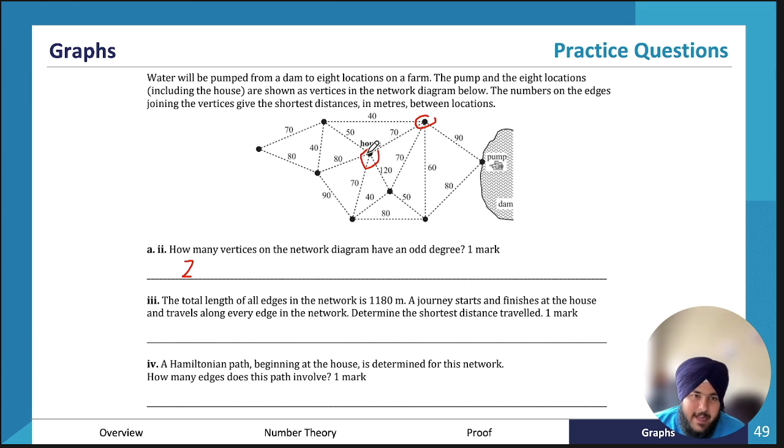So in this case, if we are trying to visit every single edge, let's say we start at the house, we will end at this one, and we would have traveled 1,180 meters. But we also need to come back to the house. So we'll need to travel on this edge one more time. So the distance that it will travel will be 1,180, the total distance of all the edges combined, plus that extra 70 just to get to home base. So our answer here will be 1,250.